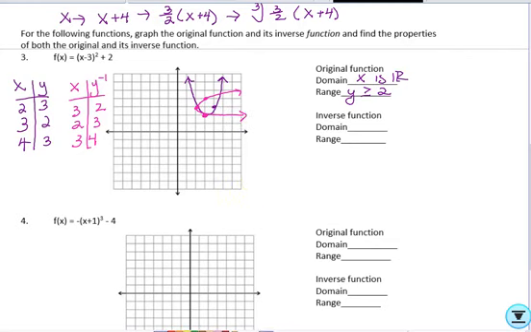So I'm only going to graph this top portion because that is the square root function, so that is my inverse. The domain is x is greater than or equal to 2, and the range is y is greater than or equal to 3.